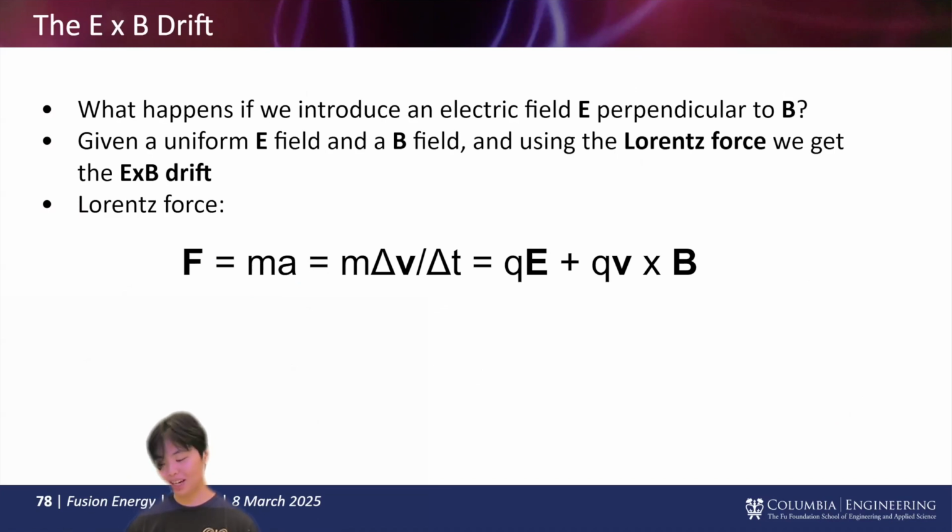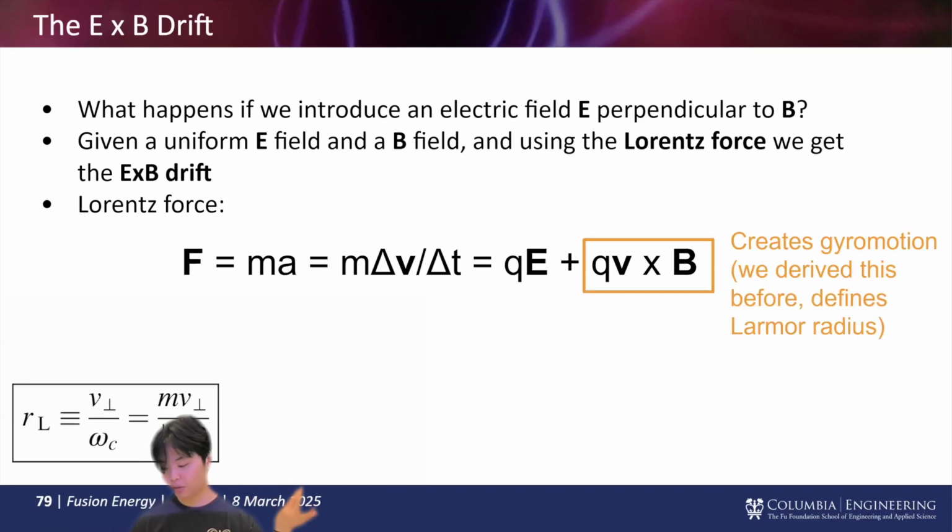So what happens if I introduce an electric field? A lot of times you'll have an electric field along with a B field. If you're familiar with a lot of electromagnetism problems, you know they tend to be very well coupled together. So let's look at the Lorentz force formula. Given a uniform E field and a B field, we get the E cross B drift. And we can see this from the Lorentz force, right? Over here you have QV cross B.